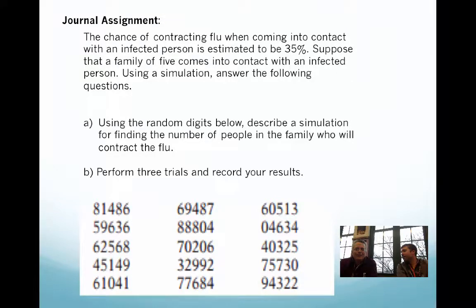May the odds be ever in your favor. So remember, we're using the random digits, how many we're taking at a time, and you have to define what the numbers mean. And so 35% of the numbers can represent getting the flu, and the remaining numbers not getting the flu. And then show us the 3 trials. How many got the flu in each trial? Okay, good luck.